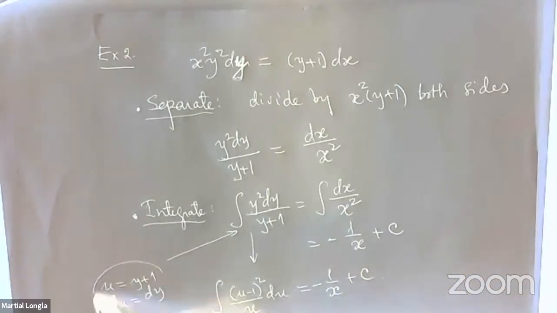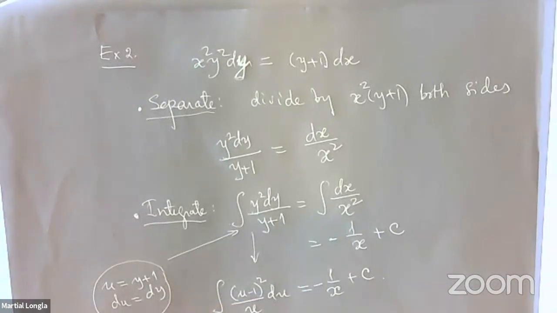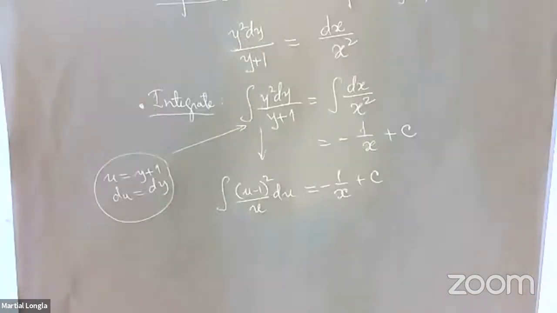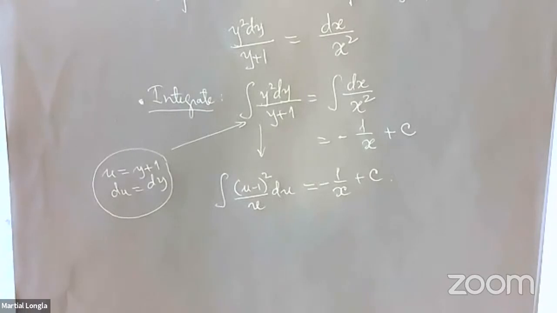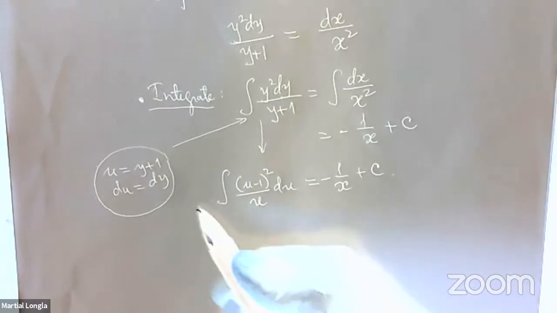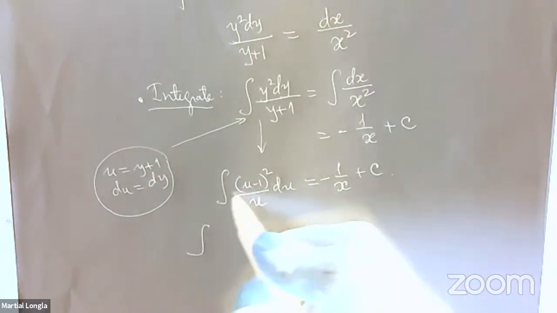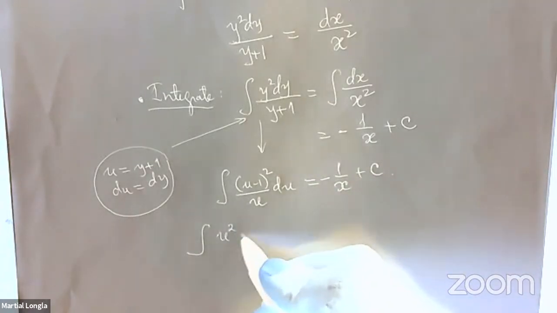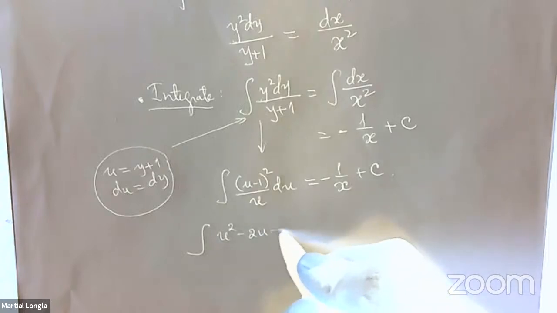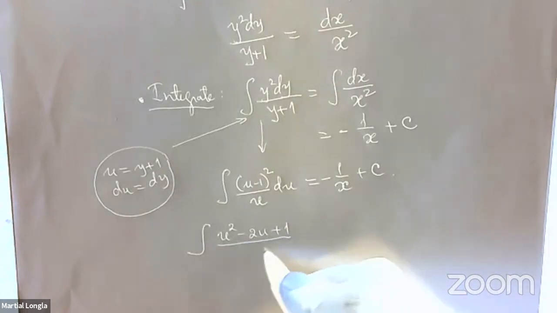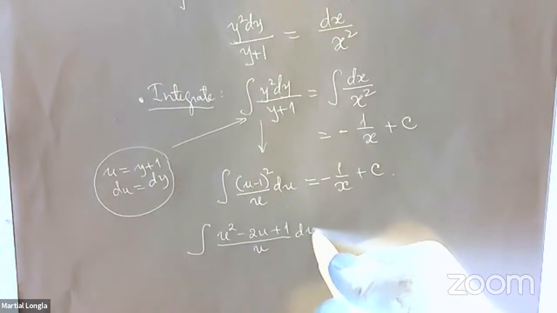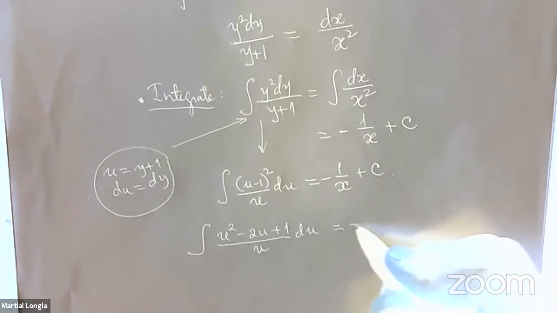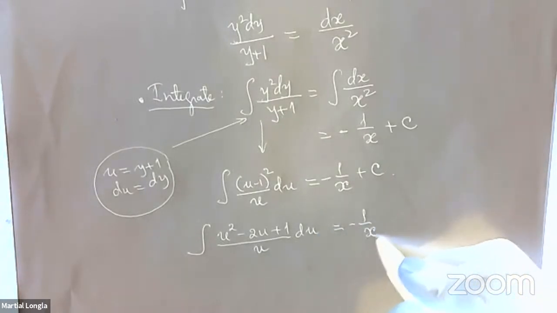So you keep this in mind. That's the substitution that we did. And now after doing that substitution, we open the brackets here and cross multiply. So that's u squared minus 2u plus 1 over u du. There are so many u's in it that I don't know if you are following.